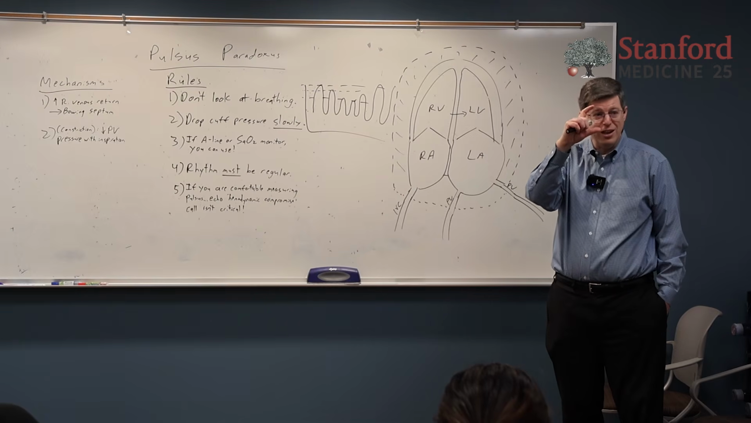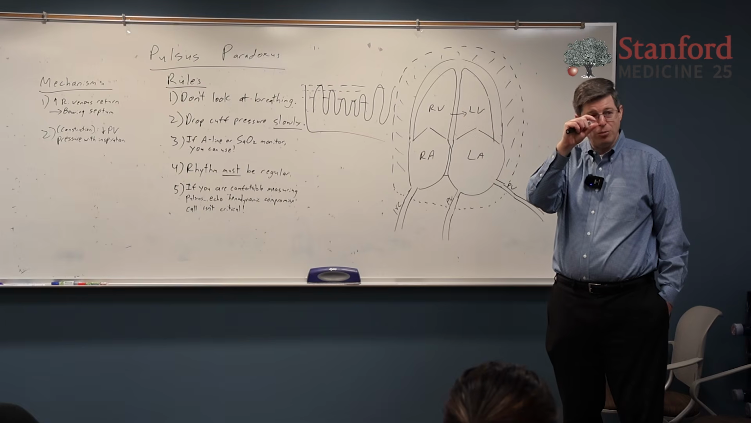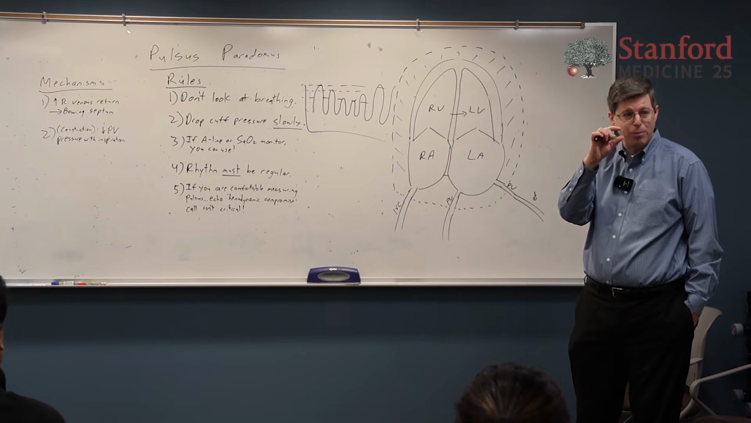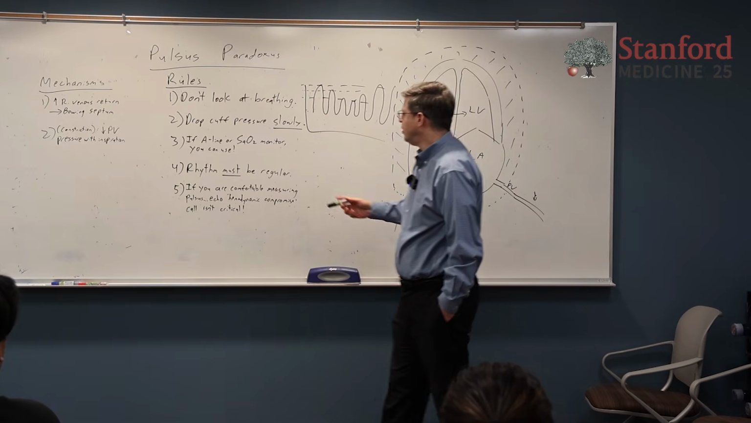In somebody with quite prominent pulsus, you'll see that signal get bigger and smaller with the respiratory cycle. Again, you're not going to be able to get a number off of that. With the A line, you can actually measure the pressure, but you can use the sat monitor.